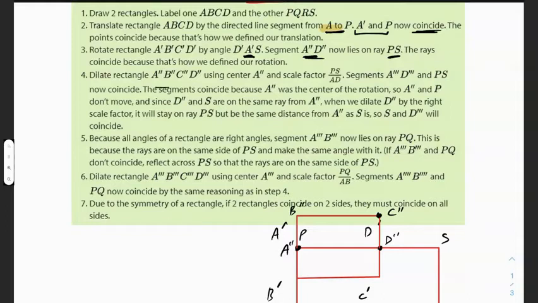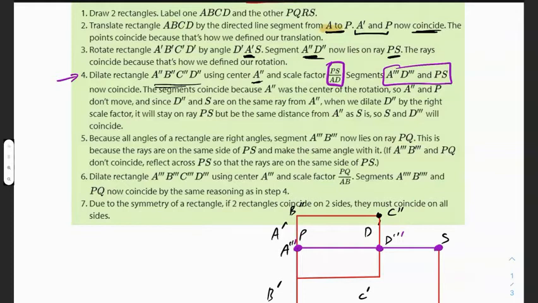Dilate that new triangle using center A double prime and scale factor of PS to AD. So basically, he's saying we're going to make AD. Let me use a different color. Okay, purple. We'll use purple. So AD here, or A double prime, D double prime, is going to get to the same length as PS. That's what this means right here. All right, AD is going to basically get that big. And then now A triple prime, D triple prime coincide with PS.